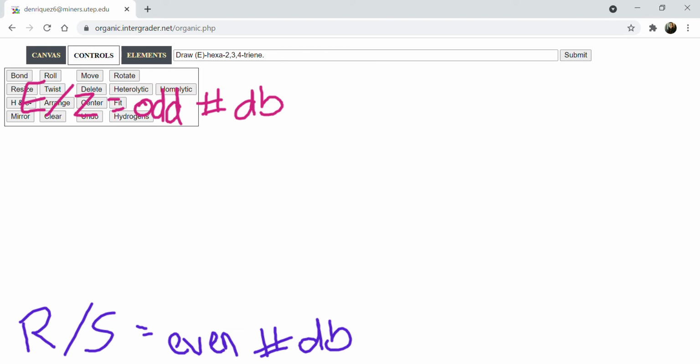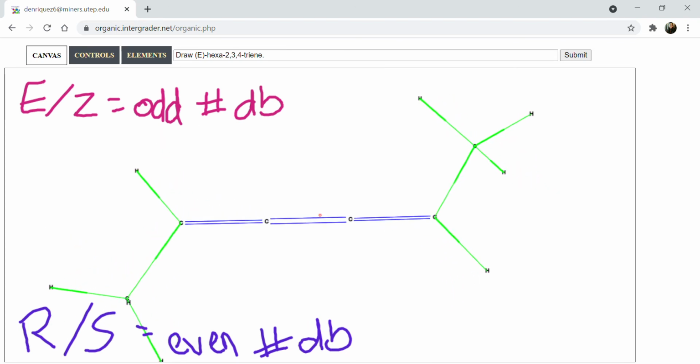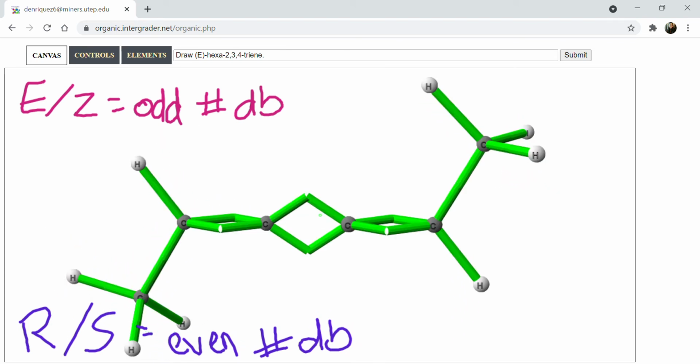Add my hydrogens, hit rearrange, and now we're just going to treat that like one big double bond and focus on the priority. So I have my first priority opposite to my first priority over here. So that is E. So this is good to go.